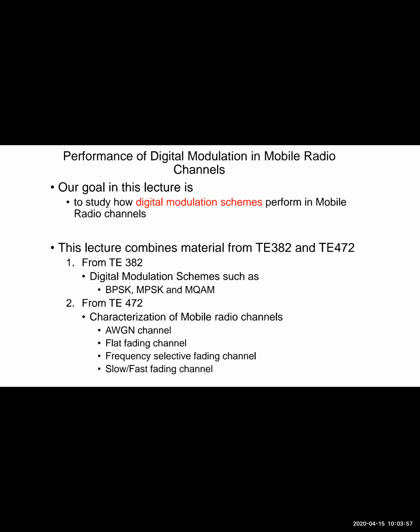When we come to this year, the mobile and satellite course, what we've been doing so far is to characterize the mobile channel. What does that mean? It means: what are the possible mobile environments you can have? From our previous study, we have a non-fading, that is additive white Gaussian noise channel. We have flat fading channel, frequency selective fading channel, and then slow and fast fading channels, which we call time selective fading channels.